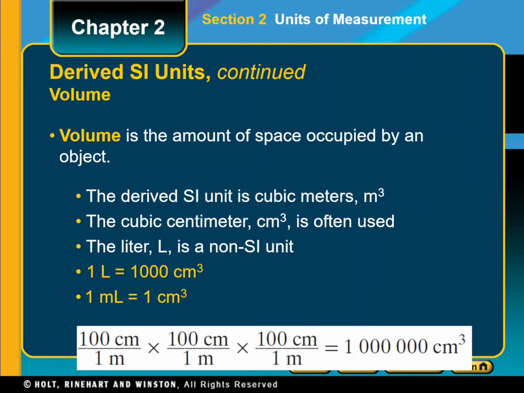Another non-SI unit used for smaller volumes is the milliliter, represented by lowercase m, capital L. There are 1,000 milliliters in 1 liter. Because there are also 1,000 cubic centimeters in 1 liter, the two units, milliliter and cubic centimeter, are actually interchangeable.